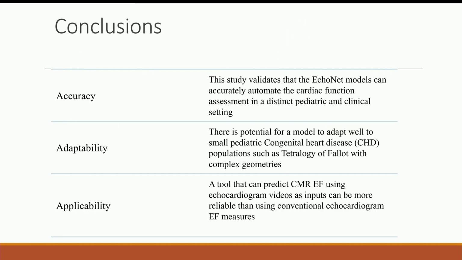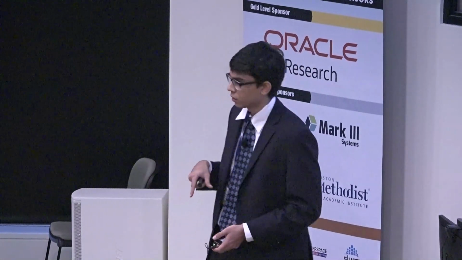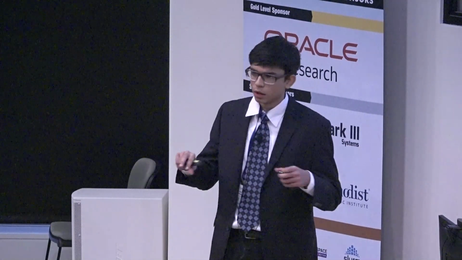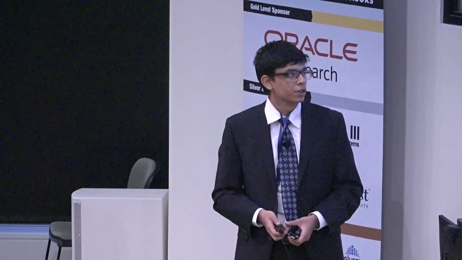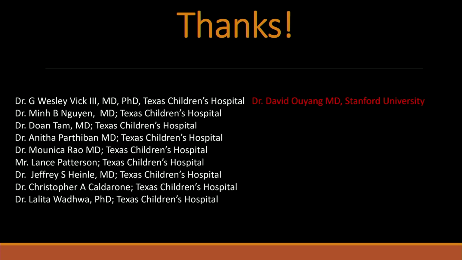So some conclusions. This study does validate that the EchoNet models can accurately automate cardiac functional assessment in distinct pediatric and clinical settings. So there's potential for these models to adapt well to new populations with different factors such as congenital heart disease, as well as this population which incorporated tetralogy of Fallot patients. Tetralogy of Fallot involves complex heart geometries. So there's this high adaptive ability to more distinct or variable populations. And thus a tool that can predict CMR-EF using echoes as inputs can actually be more reliable than using conventional echo-EF measures.